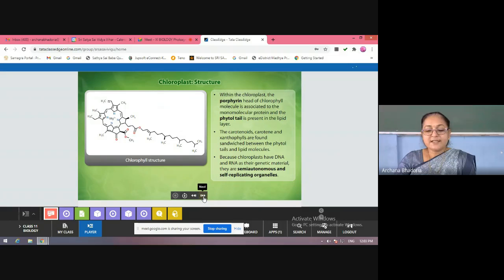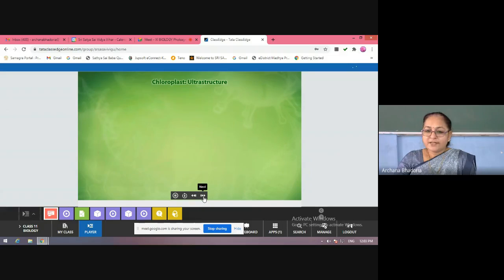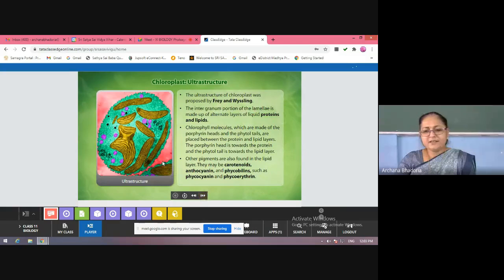Okay, so I'm taking up the next slide now. So ultrastructure of the chloroplast, this all we have done. The ultrastructure was proposed by Frey and Whistling. The intergranum portion of the lamellae is made up of the alternate layers of lipid, that is proteins and lipids. The chlorophyll molecules are made up of porphyrin head and the phytol tail, and they are placed between the protein and lipid layers. The porphyrin head is towards the protein and phytol tail is towards the lipid layer.